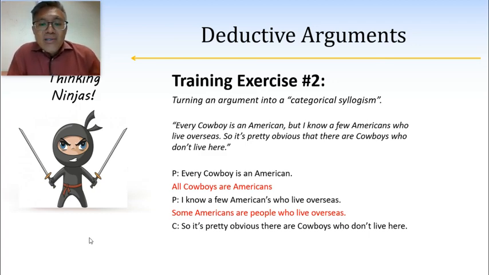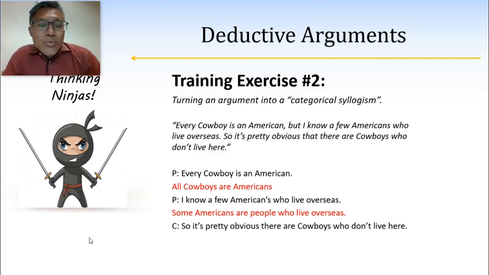How would we phrase, so it's pretty obvious there are cowboys who don't live here? So we know one category is cowboys. We've identified that. What about cowboys who don't live here? What does that mean? Well, that refers to people who live overseas, doesn't it? So we have to be consistent with our phrasing of the term because we can only have 3 terms.